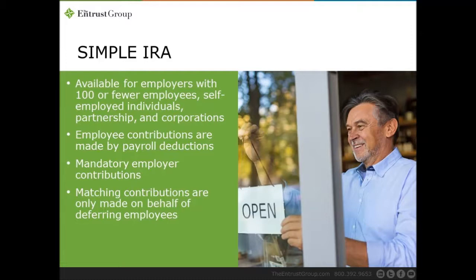One of the main differences between a traditional IRA and a SIMPLE IRA is this main rule. Assets in a SIMPLE IRA cannot be transferred to any other retirement plan prior to 2 years. The clock for the 2 years starts from the initial contribution made to a SIMPLE IRA.